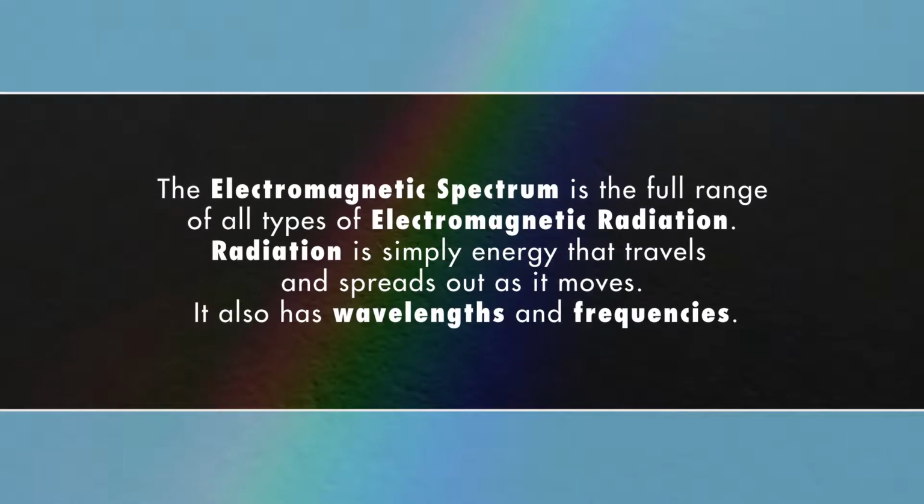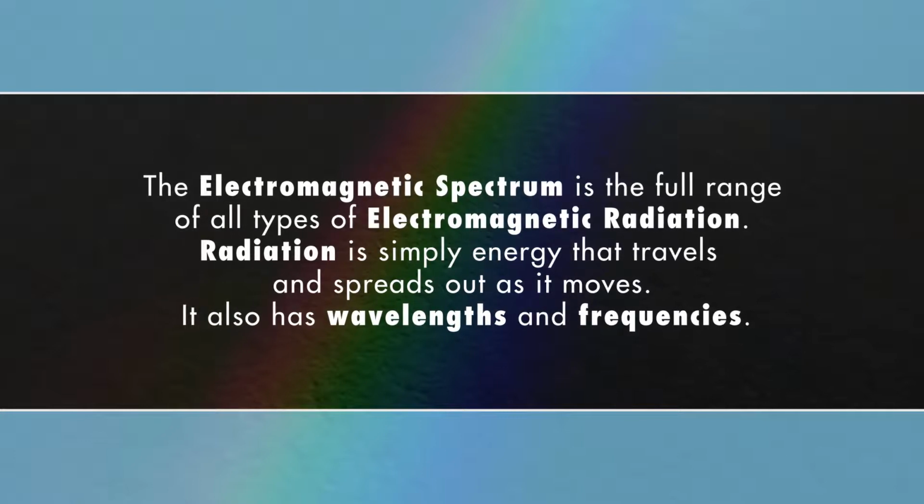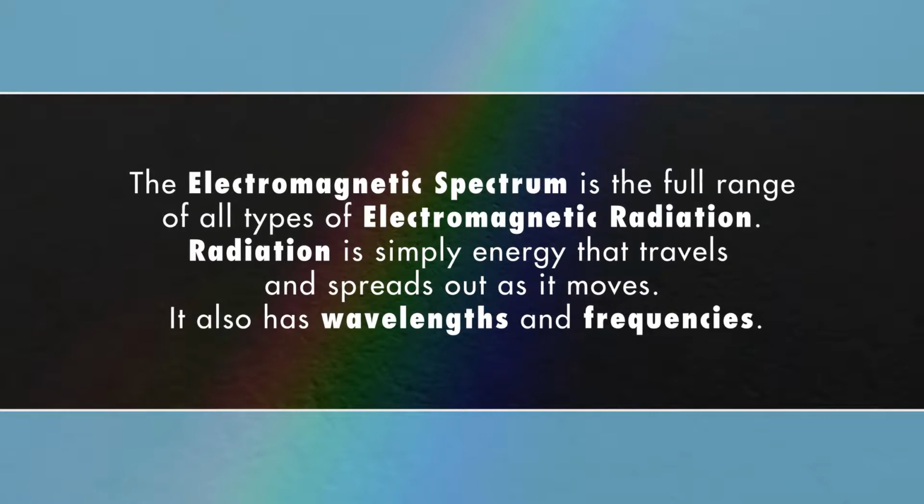In today's experiment, we are going to use the LED array to explore the electromagnetic spectrum and learn about the properties of light. The electromagnetic spectrum is the full range of all types of electromagnetic radiation. And radiation is simply energy that travels and spreads out as it moves. It also has wavelengths and frequencies.